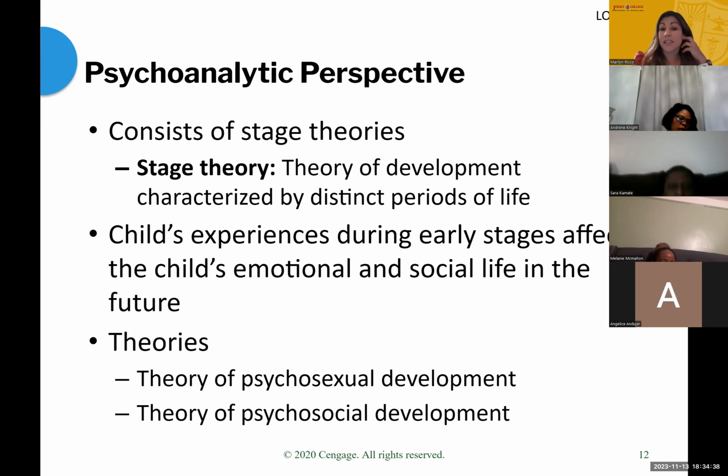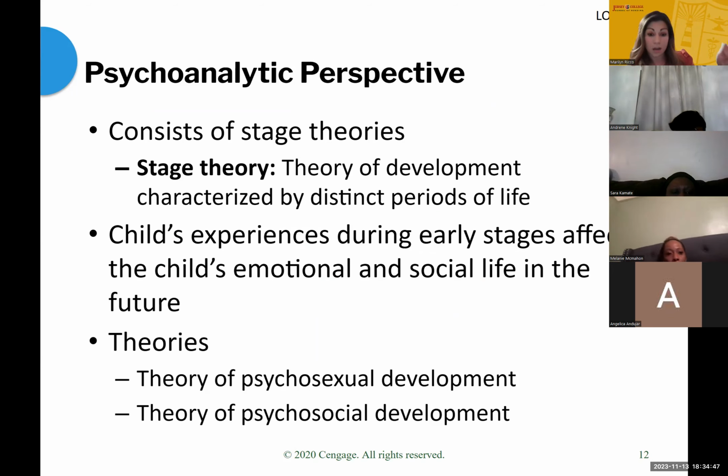So it's the theory of development characterized by distinct periods of life. And that's basically what we just talked about: the infancy, toddler, adolescent. Those are most of the stages, right? So the child's experiences during early stages affect the child's emotional and social life in the future. And there are theories of psychosexual development, and then there's psychosocial development.